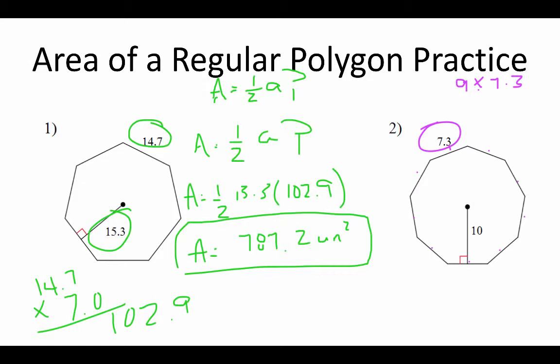9 times 7.3 equals 65.7. So 65.7 is our perimeter. So now we just have to, again, plug in that formula.